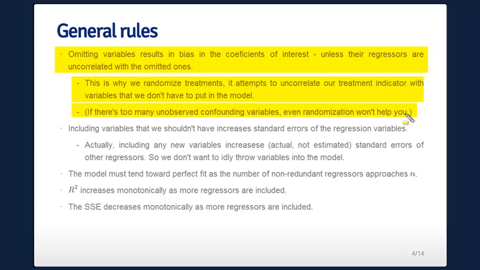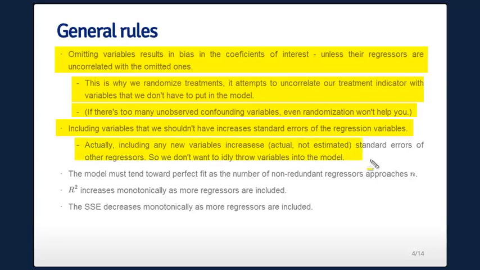So at any rate, if you can't randomize and you really do need to include a variable in the model and you omit it, then it's going to induce bias in the coefficients that you're interested in. So then you might say, okay, well, why don't I err on the side of caution and just throw everything into my regression model? Including variables that we shouldn't have increases standard errors.